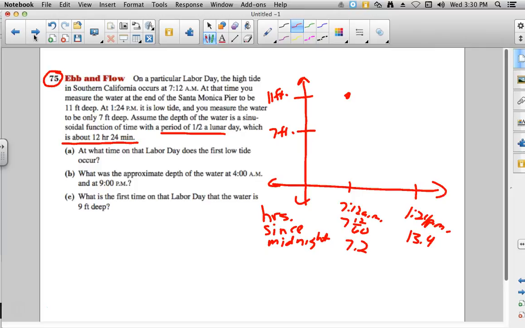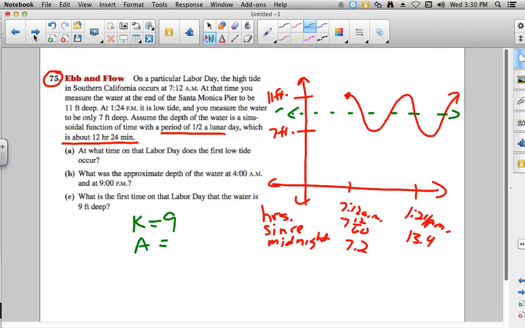Now, we know this is high tide, we know this is low tide. So we get a little picture of what's going on here, just a sketch, so we can figure out this is not going to be too tough to get K. We just need to go halfway between that 7 and 11, which is of course 9. And then that tells us what A is, because to go from 9 to 11 or 9 to 7, you're looking at 2 feet. So our A value is going to be 2.